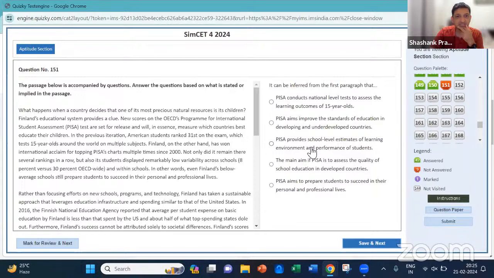National level tests. It's not a national level test, right? It's an international student assessment test. So it's an international level test. I'll go for 3 then.